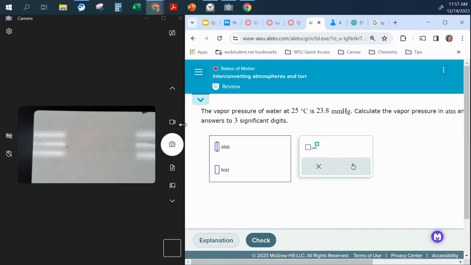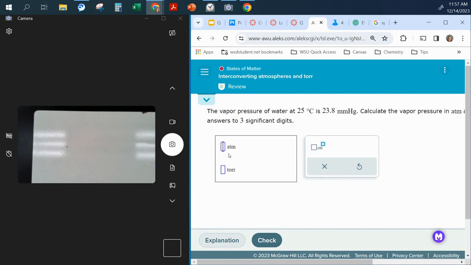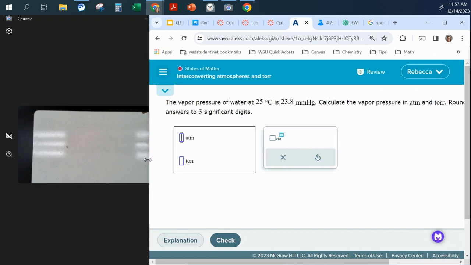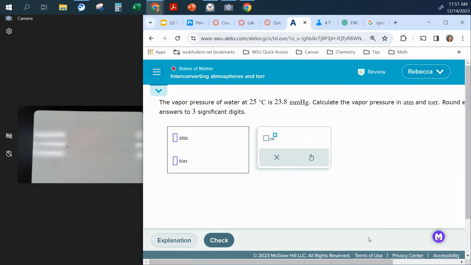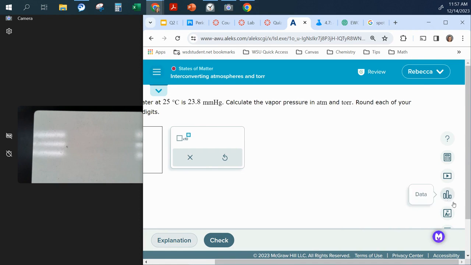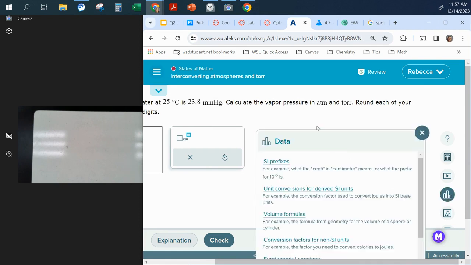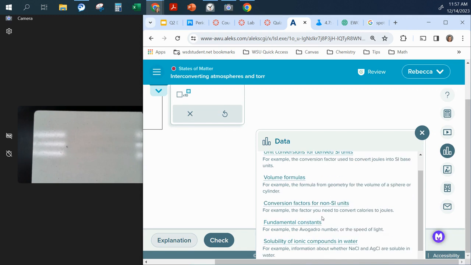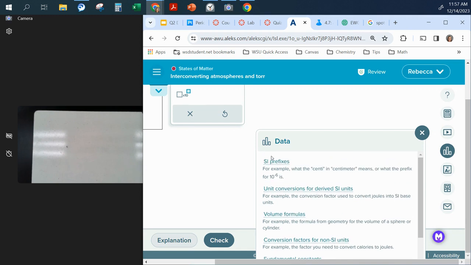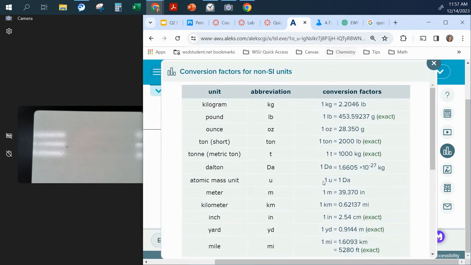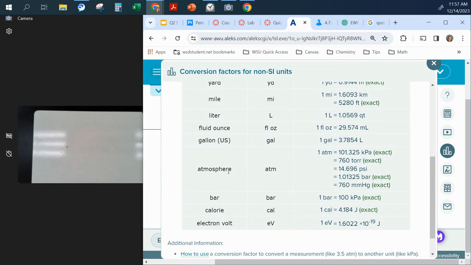And again, you can use that on the test. But because you know that you're going to need this, I would probably write this on my note card. I'm going to write these conversion factors down. If I can find my Alex data. So under conversion factors for non-SI units, the fourth one down, 1, 2, 3, 4. This has units for pressure, so atmospheres, and then we can convert atmospheres into all of these.